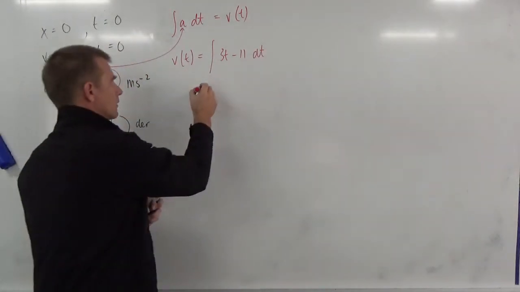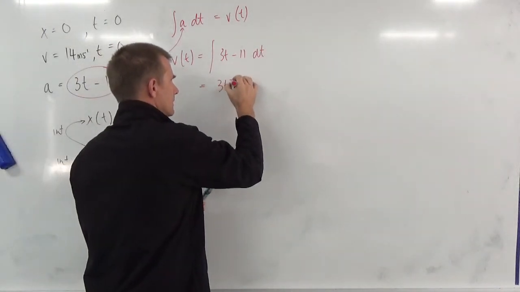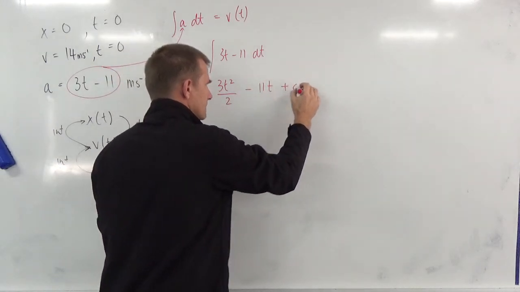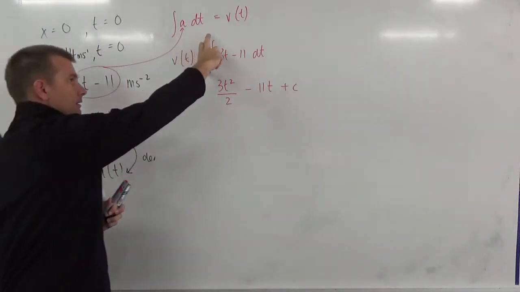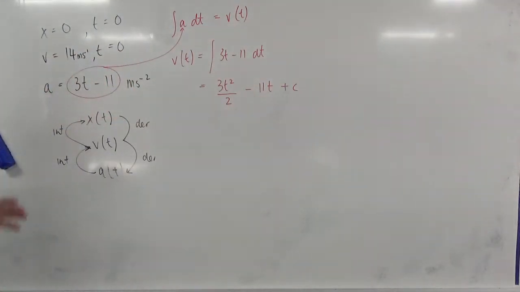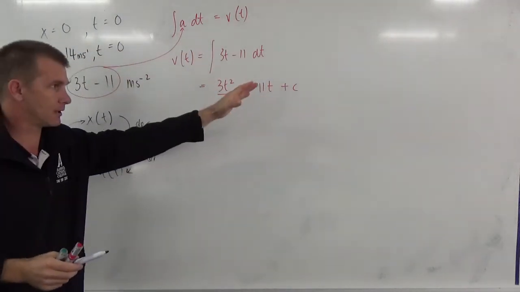And that means I'll be able to come up with 3t squared over 2 minus 11t plus c. Okay? Being an indefinite integral, there's no limits, I need the plus c. So I've got a formula for velocity.